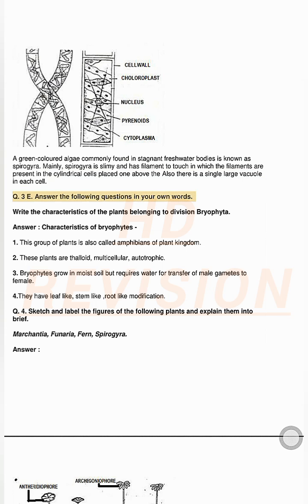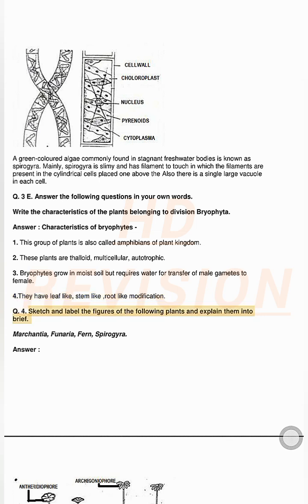Q3E. Answer the following questions in your own words. Write the characteristics of the plants belonging to division Bryophyta. Answer. Characteristics of bryophytes. 1. This group of plants is also called amphibians of plant kingdom. 2. These plants are thalloid, multicellular, autotrophic. 3. Bryophytes grow in moist soil but require water for transfer of male gametes to female. 4. They have leaf-like, stem-like, root-like modifications.